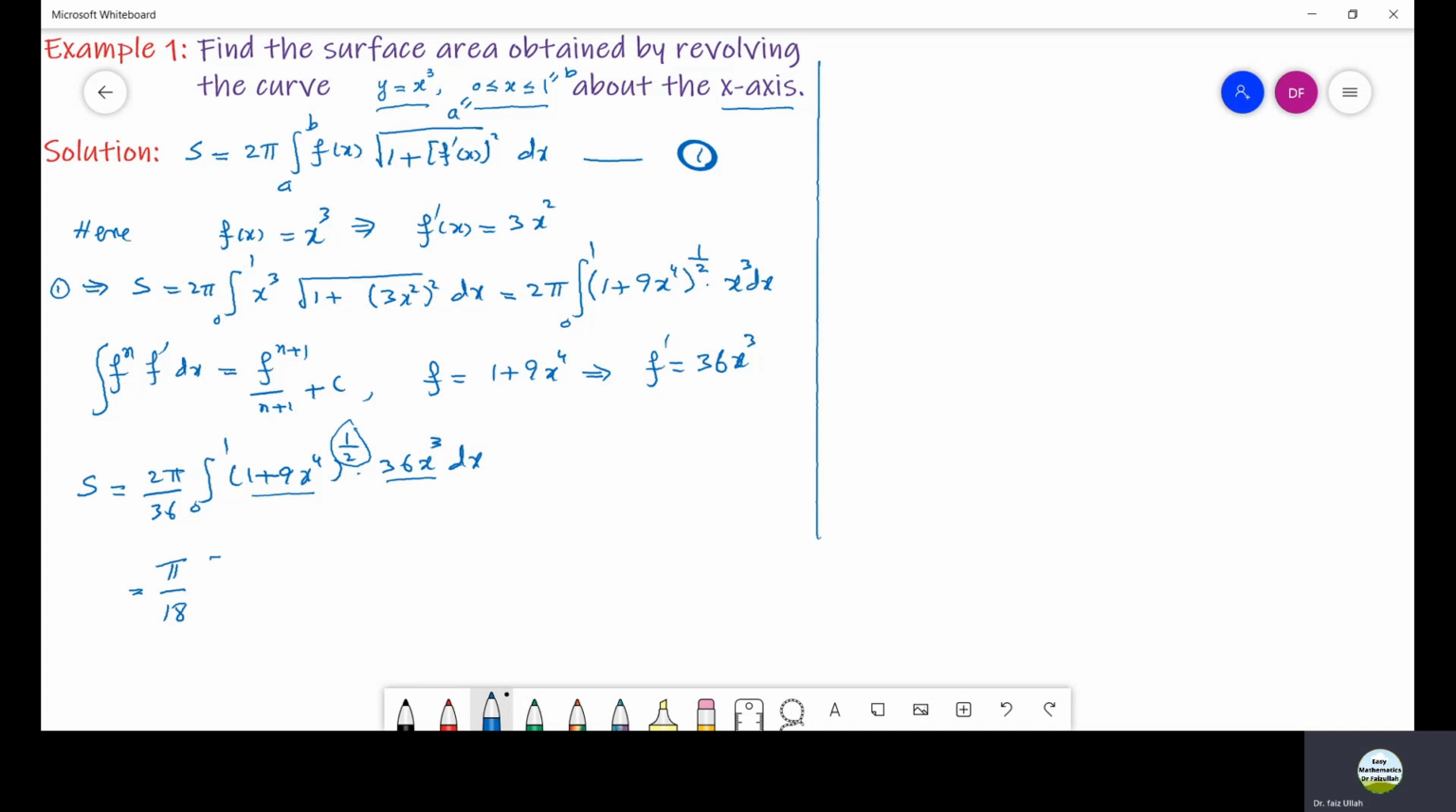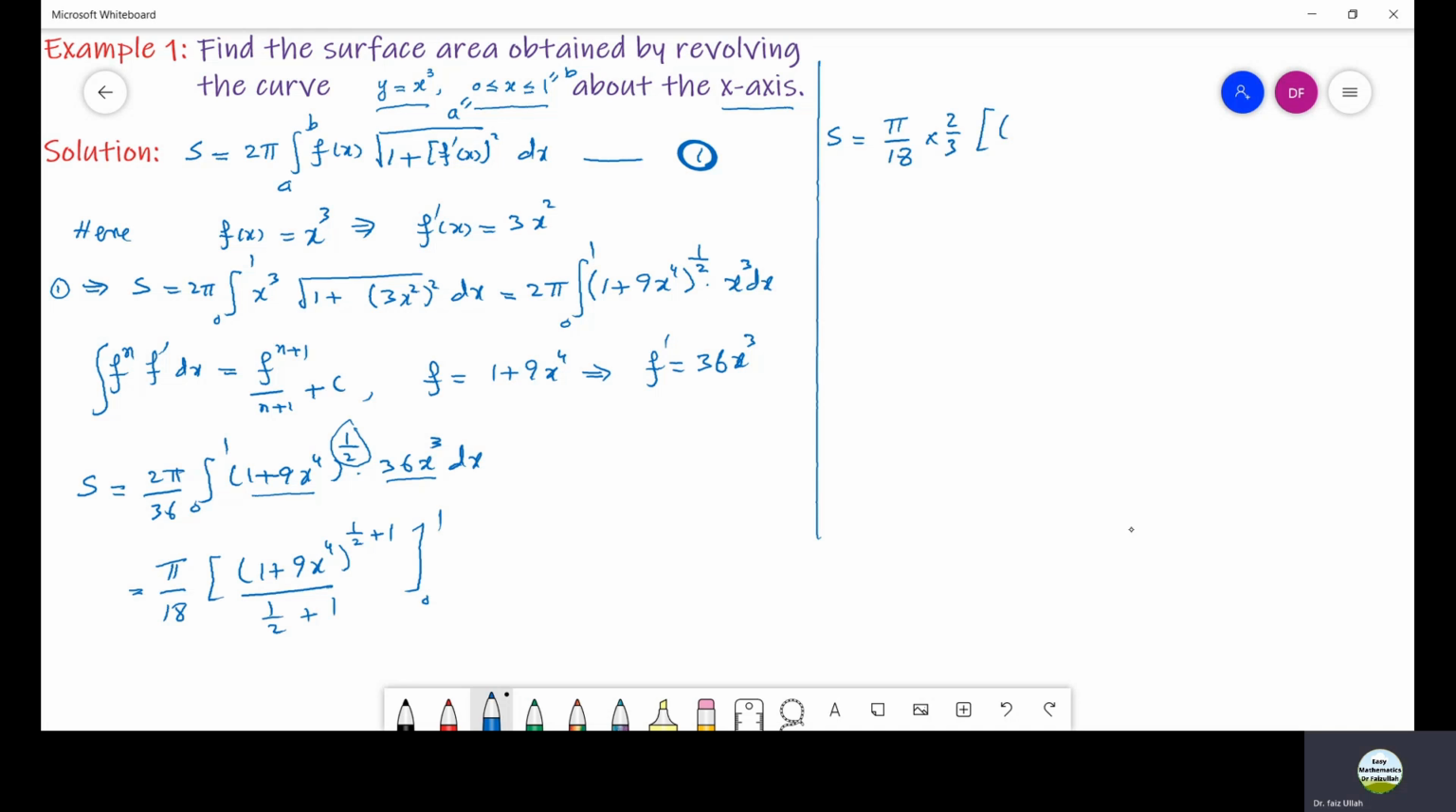And now the integration is, I'm writing, (1 plus 9x^4) whole to the raise 1 over 2 plus 1, divided by 1 over 2 plus 1, and the limits are from 0 to 1. So now let us further simplify this. I can get S is equal to pi by 18. And now 1 over 2 plus 1, that is 3 by 2. So if I take it up and outside, I can get 2 by 3.